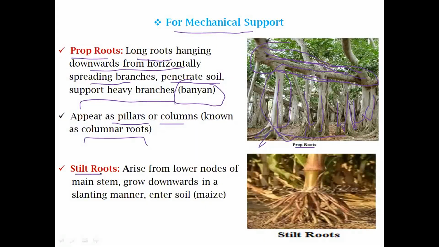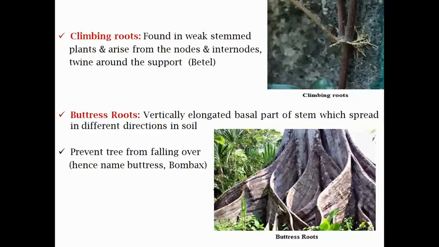Next one is the stilt roots. These arise from the lower nodes of the main stem, and they grow downwards in a slanting manner and enter into the soil. They are found in maize. So you can see this is the lower node of the stem, and from this node they grow in a slanting position, and directly they enter into the soil and provide support to the plant. These are known as stilt roots.